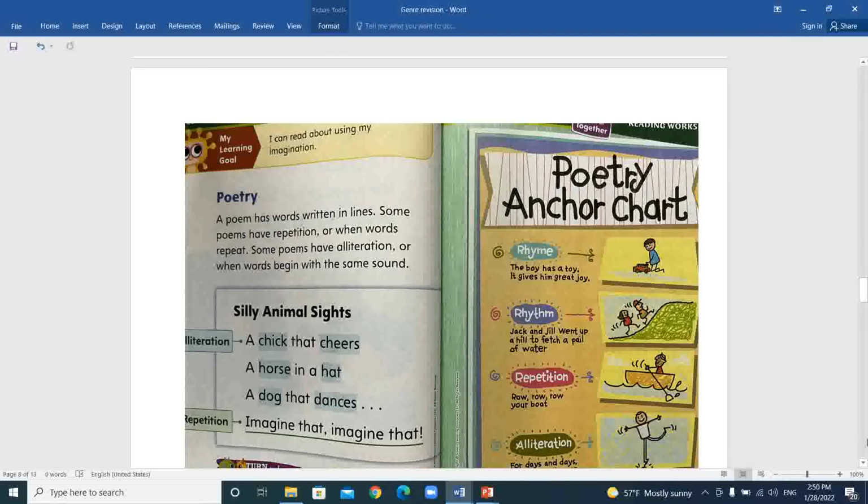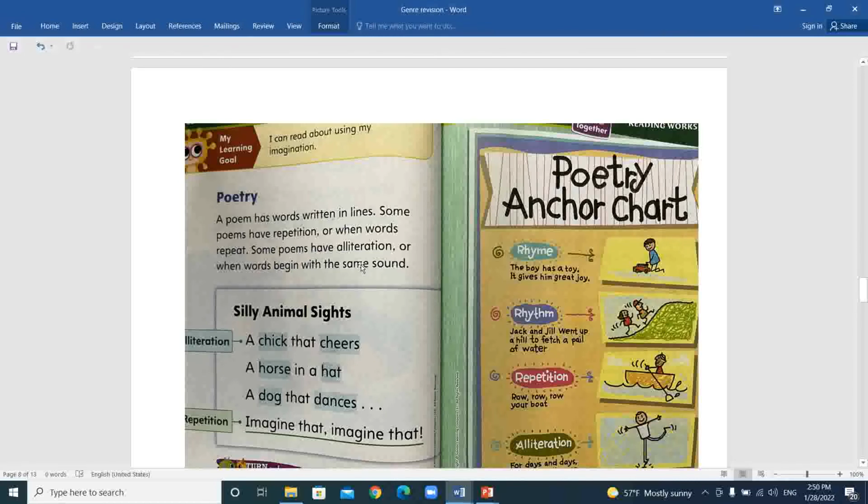Okay, like for example, imagine that, imagine that. Or in our poem about me, I'm happy to be me. And the poet used it twice, right? Here in a song about row, row, row your boat, the word row was repeated not twice, 3 times. Row, row, row your boat. This is called repetition.